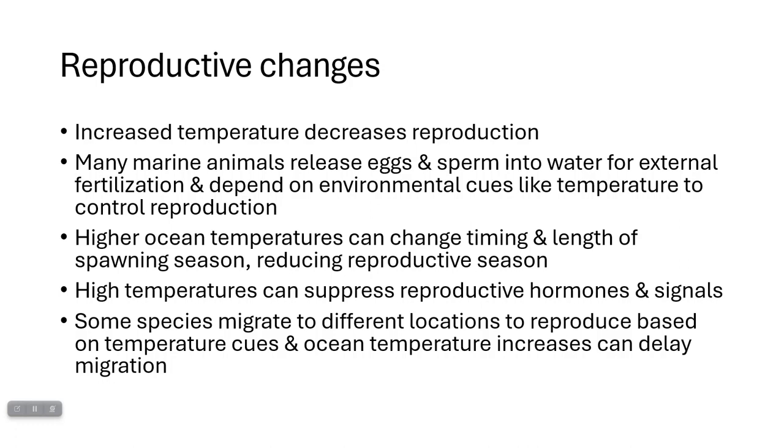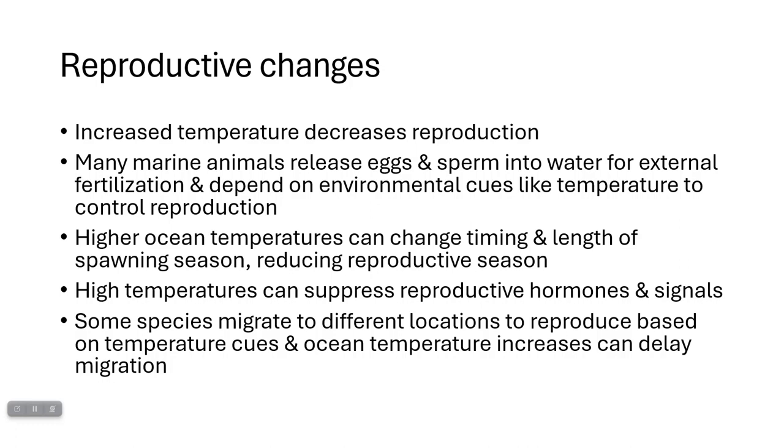So, in general, as the temperature increases, reproduction is going to be decreased or become less effective. This is because for a lot of species that live in the water, they will release eggs and sperm into the water for what's called external fertilization. And because of that, the environmental conditions are very important in helping to trigger when the fish and other aquatic organisms will release their eggs and sperm, when they'll have their mating season.